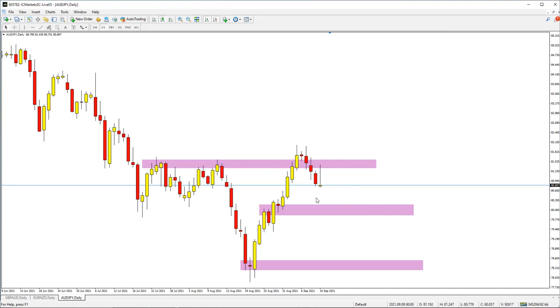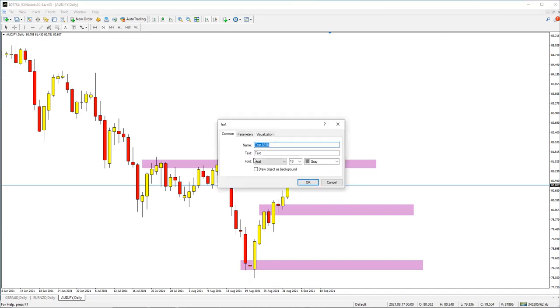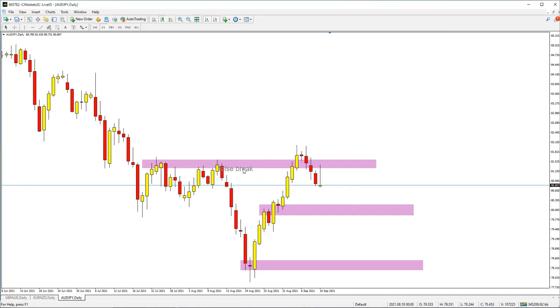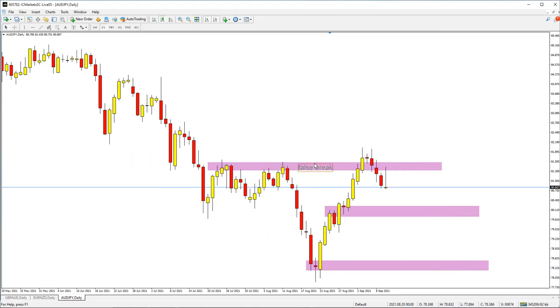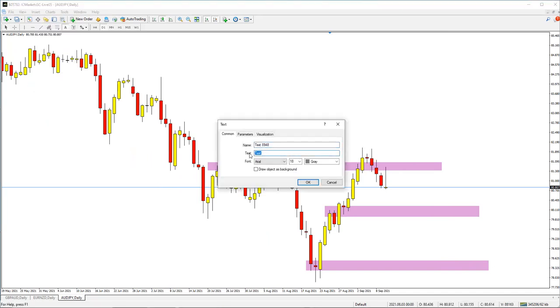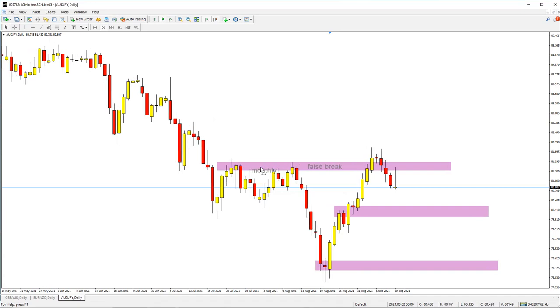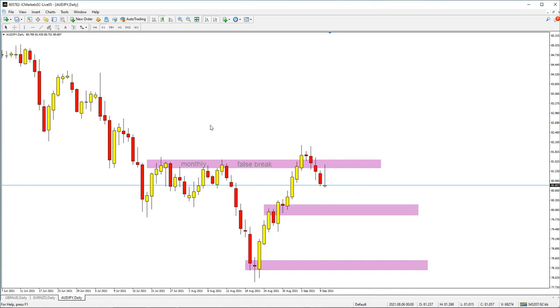It can still be a sell because price already. Why, right? So we can put an example. You can put here: false break. Monthly. A monthly false break.